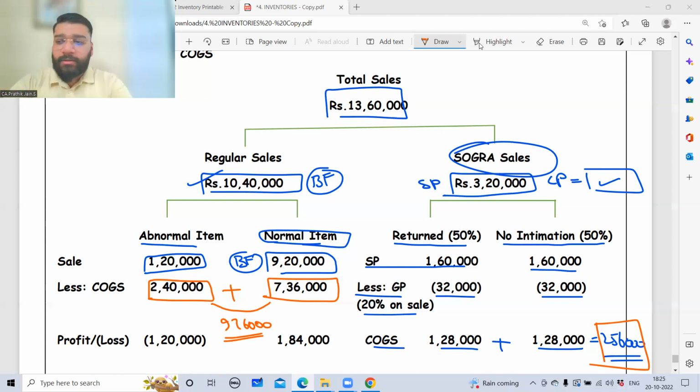So guys, with this we complete the valuation of inventory topic. So yes, that's all from my end for this particular chapter.